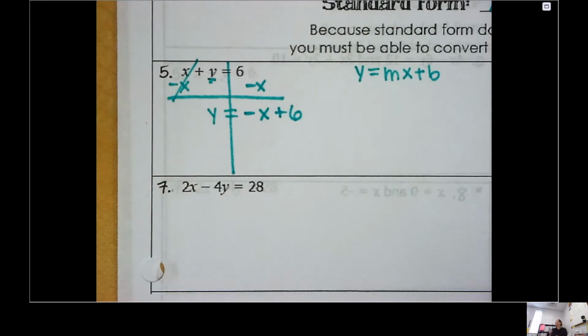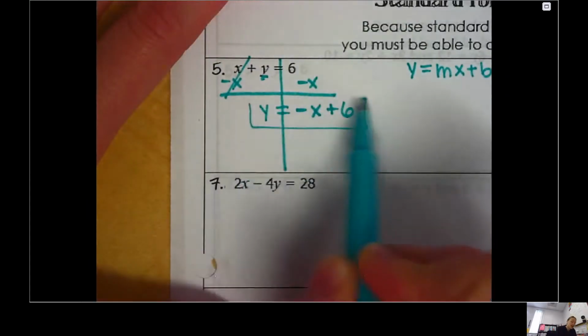So they don't combine together. You're just essentially moving. You're just pushing things over to the other side is all you're doing. That's it. Just pushing it over to the other side. And there's your equation. Y equals negative x plus 6. You could graph that now. That's easier than you think.